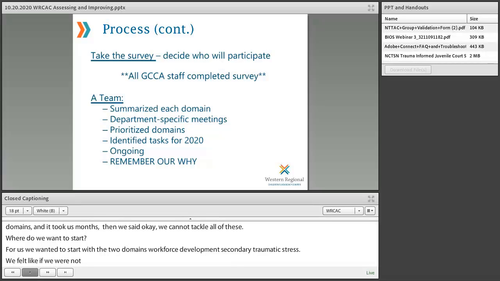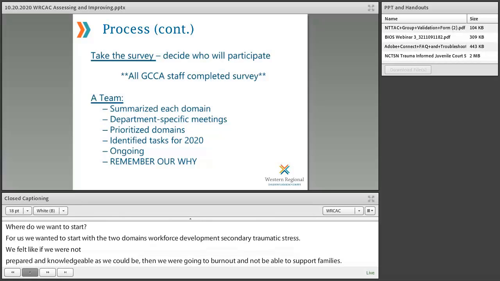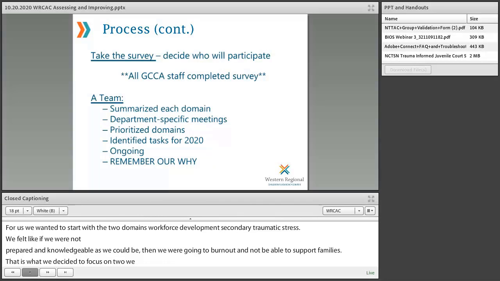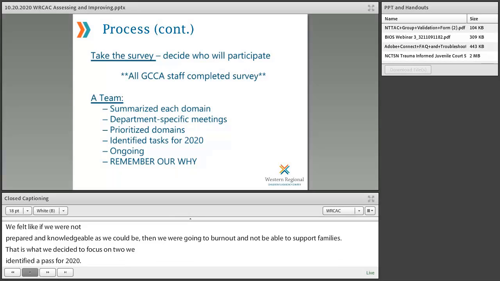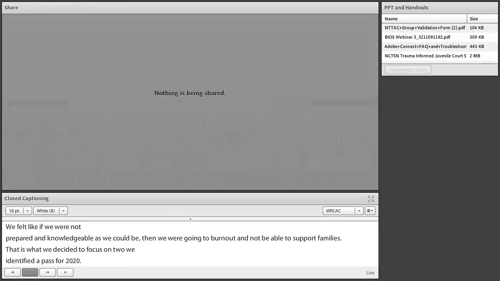We then identified tasks for 2020, which now, 2020, what's happened? So that's changed a little bit about how we're working. And this work has been ongoing. So our A team still exists. We're still meeting. And in fact, we've actually added a couple of members, which I'll talk more about in a moment.